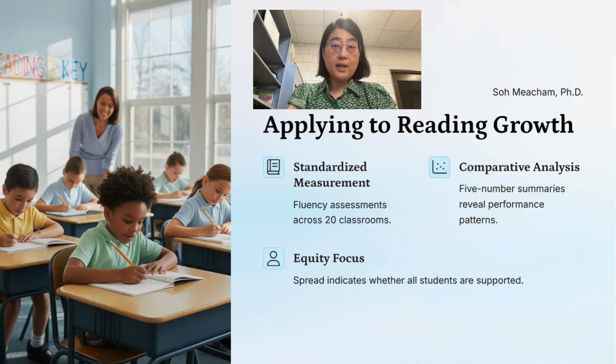So, another context: student reading growth. Suppose we administer a fluency assessment across 20 classrooms using a standardized measure. If we get similar 5-number summaries, we can quickly compare how different classrooms perform, not just in terms of averages, but in terms of spread, which matters when ensuring all students are supported, not just the high achievers.